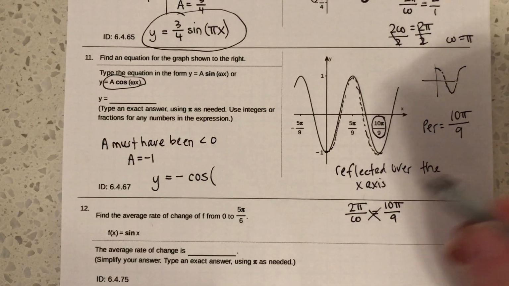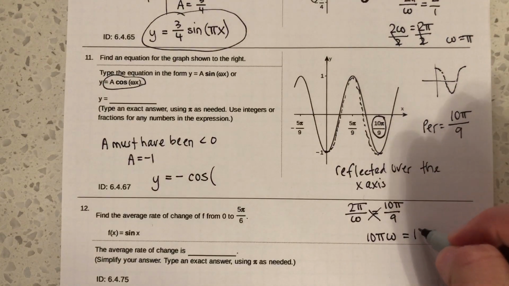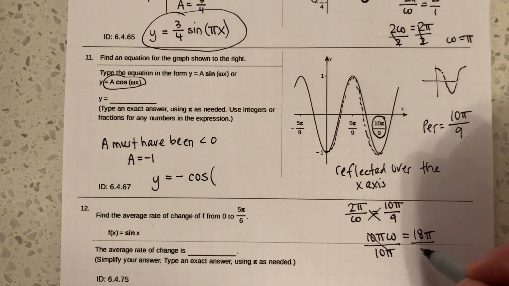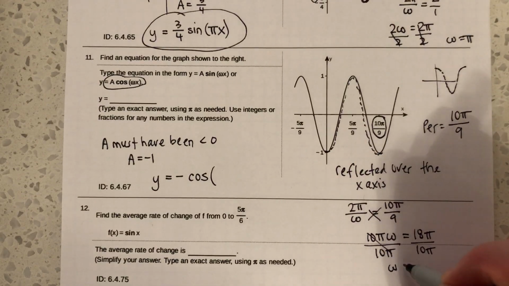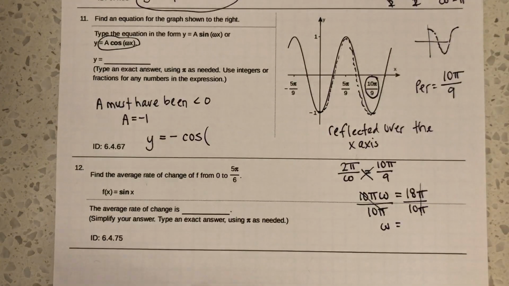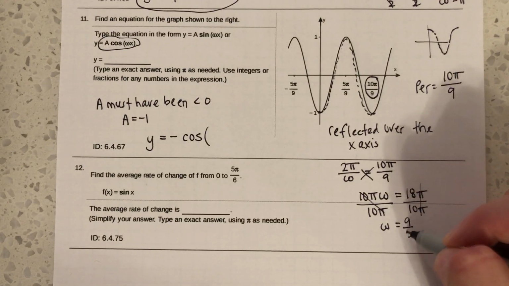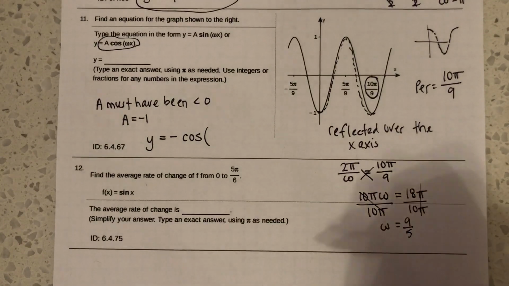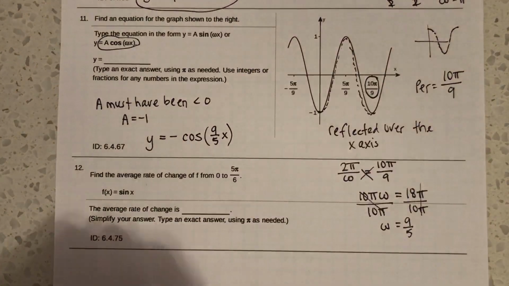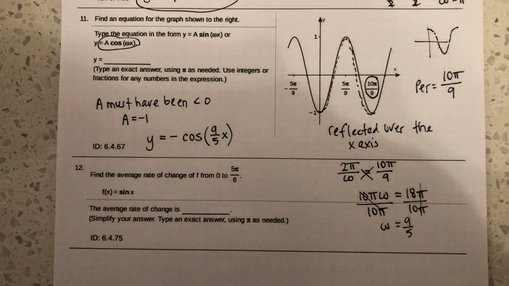So cross multiply, you would get what? 10π times omega equals 18π. So divide by 10π to solve for omega, and that means omega equals, am I even on the screen? Yes. All right, well, π's cancel. 18 over 10, both divide by 2, that would be 9 over 5. So omega must have been 9/5. So that means you would have done 9/5 times x. And that would be your new actual equation for that graph.